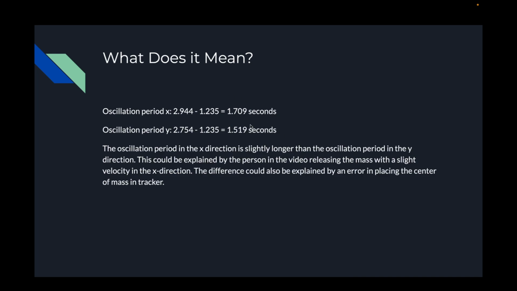The oscillation period in the x is slightly longer than the oscillation period in the y, which could be explained by the man in the video releasing the mass with slightly more velocity in the x direction, and maybe initial velocity not actually being 0. Or it could be explained by an error on my part, like incorrectly placing the center of mass.